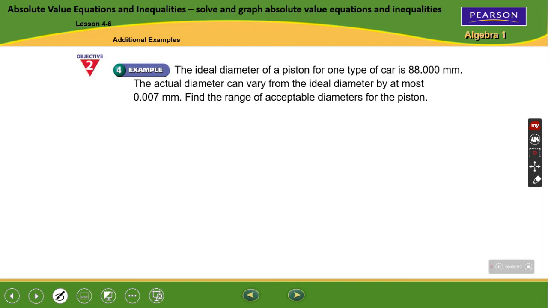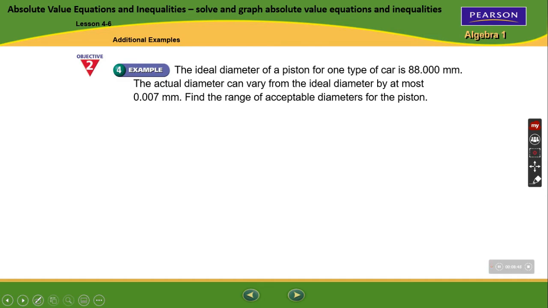Last one on section 4.6, and that is it for the unit. This one says the ideal diameter of a piston for one type of car is 88.000 millimeters. The actual diameter can vary from the ideal diameter by at most 0.007 millimeters. Find the range of acceptable diameters for the piston.